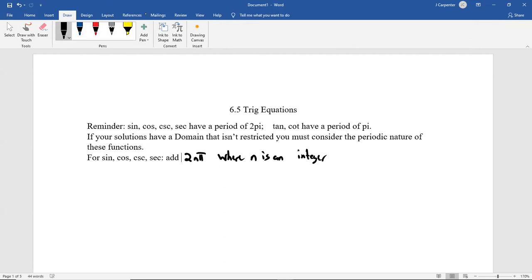Integer meaning it can be 0, 1, 2, 3, 4, 5, 6, 7, or -1, -2, -3, -4, -5, et cetera, et cetera. So this is just us adding or subtracting 360 degrees over and over and over. That's all that says. I fit it all here. For tangent or cotangent, because their period is pi, you're simply going to add n pi, which is just adding multiples of 180 degrees, where n is still an integer.